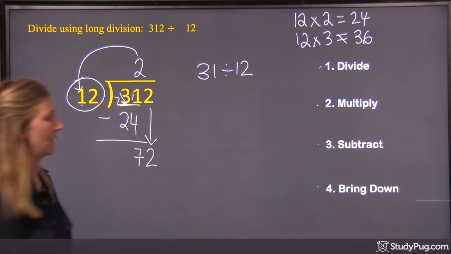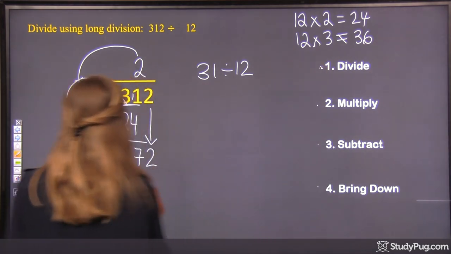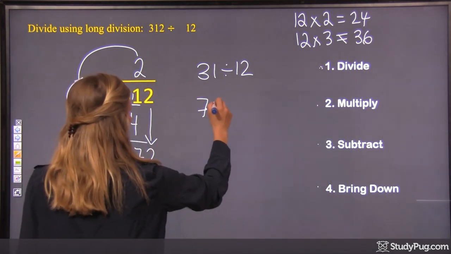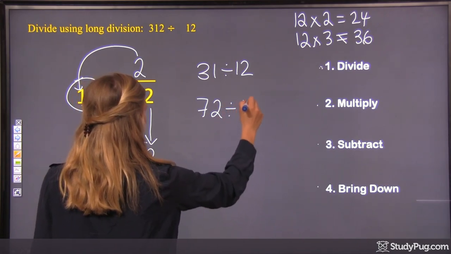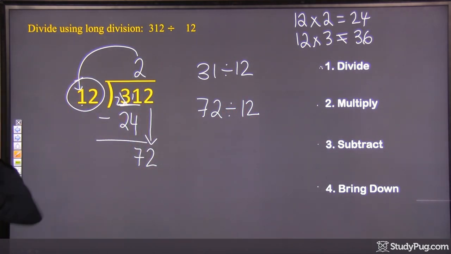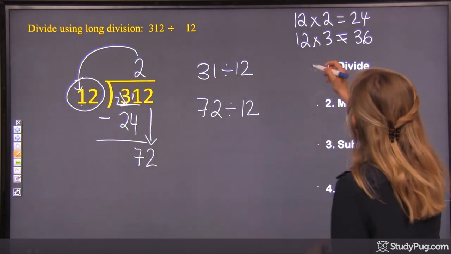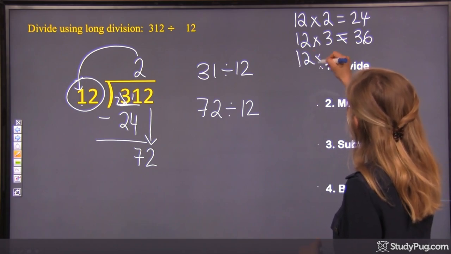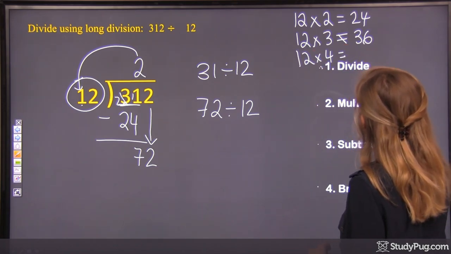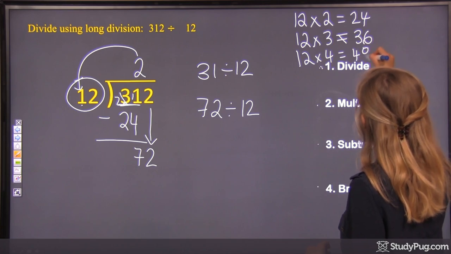So we would go all the way back to the beginning to the dividing step. 72 divided by 12. Okay, let's write out some more of our 12 times tables. 12 times tables are a little bit hard, but that's fine. 12 times 4, 48, okay.